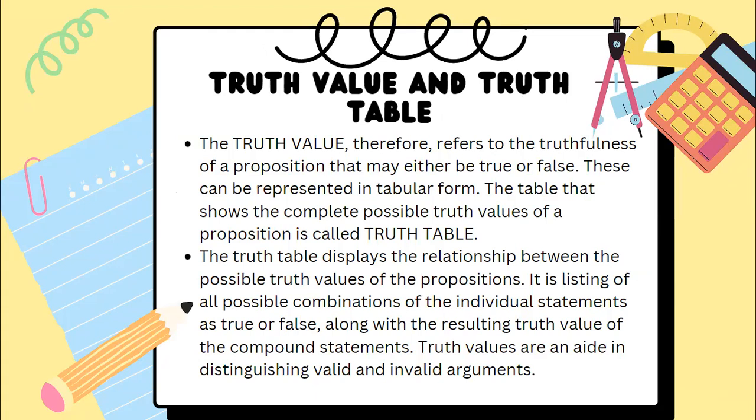A table that shows the complete possible truth values of a proposition is called a truth table. The truth table displays the relationship between the possible truth values of the propositions. It is a listing of all possible combinations of the individual statements as true or false, along with the resulting truth value of the compound statements. Truth values aid in distinguishing valid and invalid arguments.